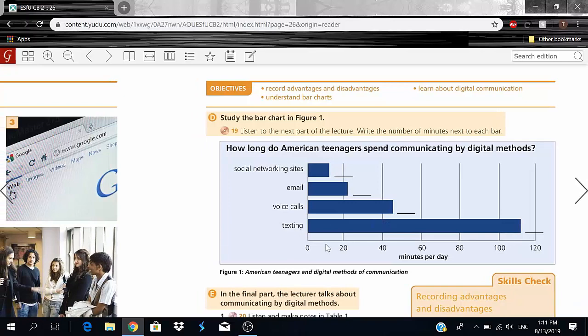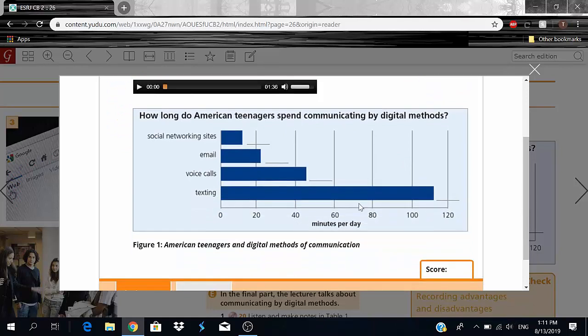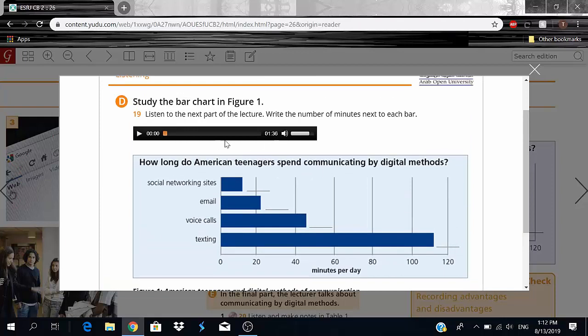Here we have a bar chart. You guys remember bar charts? We talked about this before. Listen to the next part of the lecture and write the number of minutes next to each bar. When we talked about bar charts before, we were talking about business studies. I just want to let you guys know that when people use charts in general, whether it be a flow chart, a pie chart, a bar chart, it is basically either for research or for understanding certain numbers related to activities. For example, here we have spending time on digital methods, or how many times a day, what do you do in a day, for example, your sales in a business company. You guys get the idea. So now let's play the lecture here.